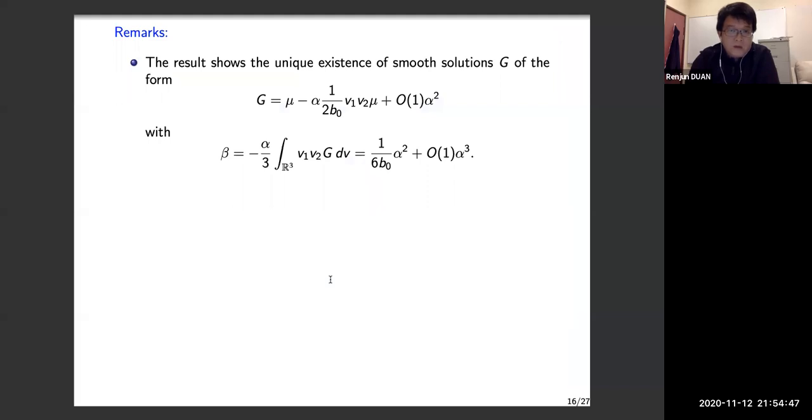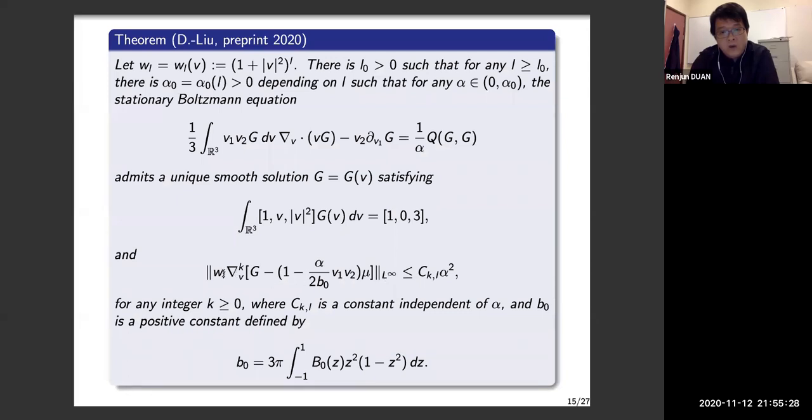So let me make it more precise. This estimate shows a unique existence of a smooth solution which will take this form. In the previous slides I informally explained to you that it could be a Taylor expansion in alpha, but here what we can determine is the first two terms. The first is Gaussian, times a second order polynomial. And the error term we can determine is high order, but in the sense of the L infinity norm with polynomial weight. So keep in mind, it is impossible to get exponential decay in velocity.